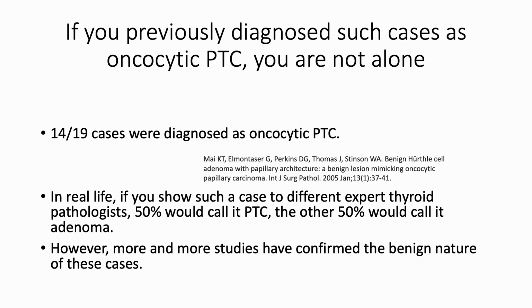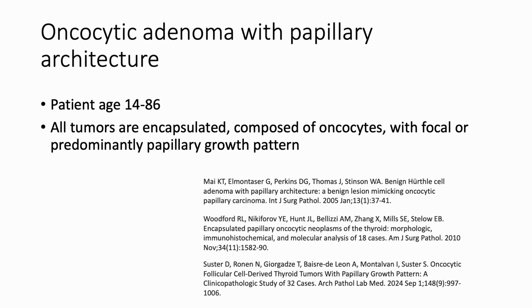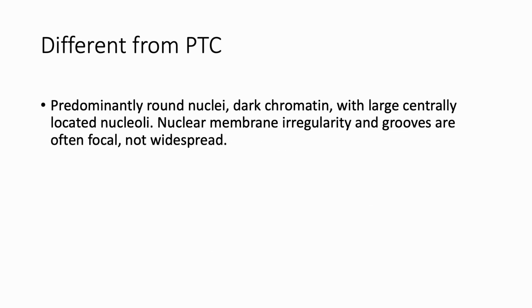However, more and more studies have confirmed the benign nature of these cases. Oncocytic adenomas with papillary architecture are rare and occur in patients aged 14 to 86. All reported tumors were encapsulated and cytologically identical to oncocytic adenoma, except for the presence of papillae, which can be focal or diffuse. Typical tumor cell features include round nuclei, dark chromatin, large centrally placed nucleoli.